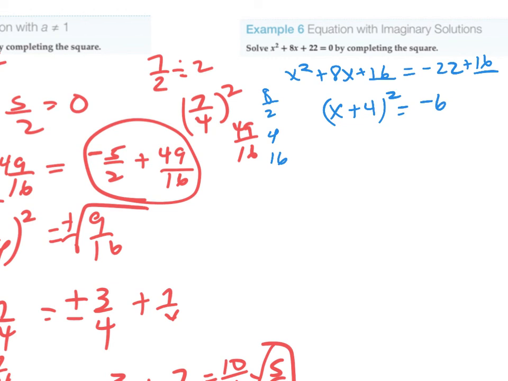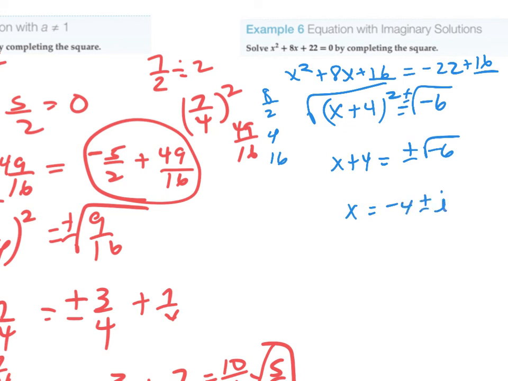So now I'm going to take the square root of both of these sides, plus minus. So I'm going to have x plus 4 equals plus minus square root of negative 6. Now, we have a negative inside of a radical sign, which we've learned previously. That needs to come out as an i. But I'm going to have my x will equal the minus 4 plus or minus. I'm going to bring the i out, square root of 6. And there are my imaginary solutions to a problem by using completing the square.